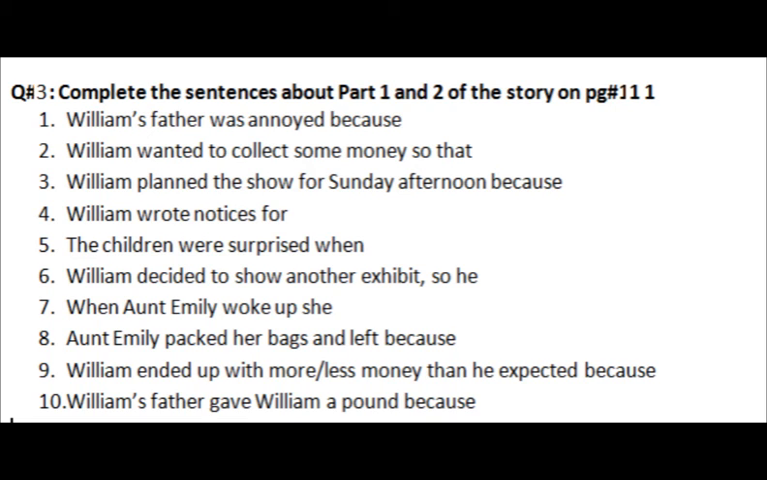Question number 3 is complete the sentences about part 1 and part 2 of the story on page 111. You have to move to page 111 and there are a few sentences and we need to complete those. Like, William's father was annoyed because. Why was his father annoyed? When we disturb someone, it's absolutely certain that the person will become annoyed. And you have to mention the reason why he was annoyed.